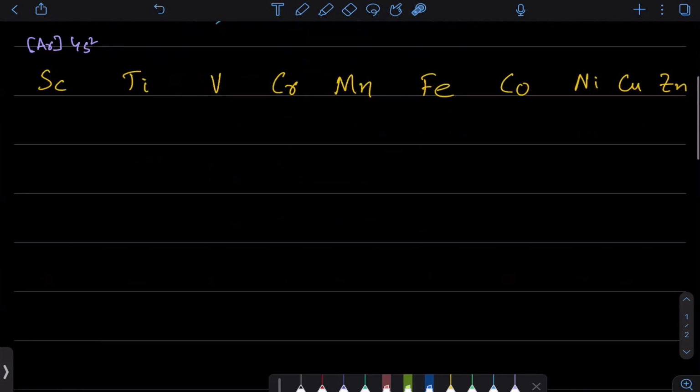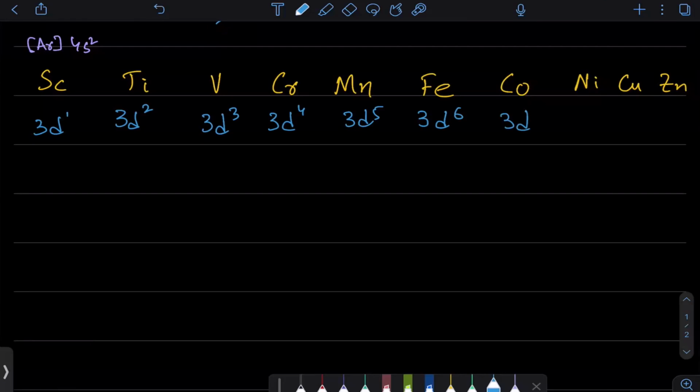Now D block is always one step behind the regular period that you have. So the configuration of scandium is 3d1, 3d2, 3d3, 3d4, 3d5, 3d6, 3d7, 3d8, 3d9, and 3d10. That is what rudimentary analysis might give us.